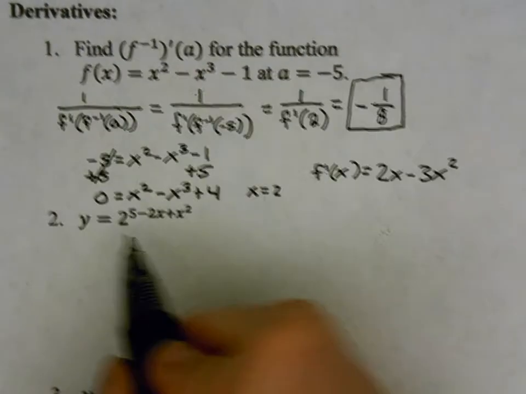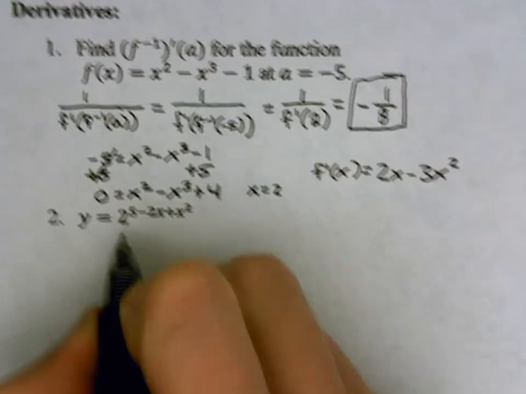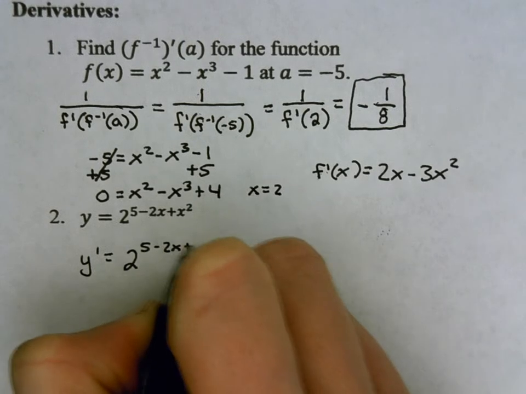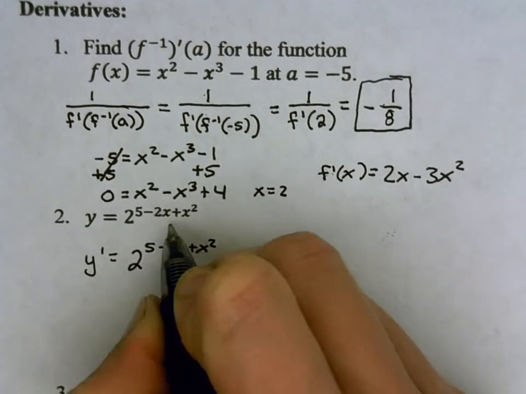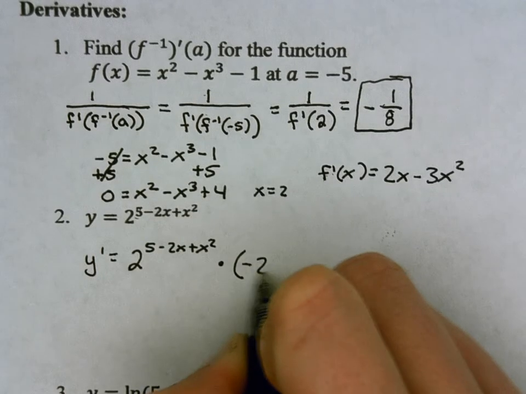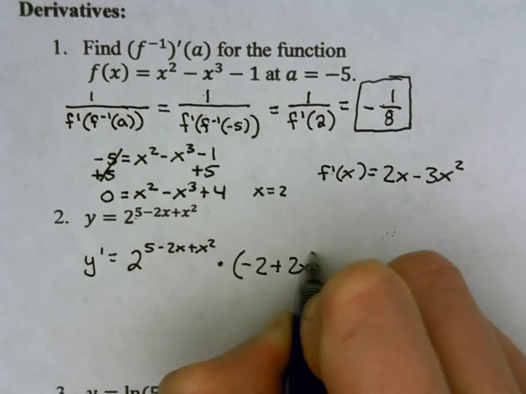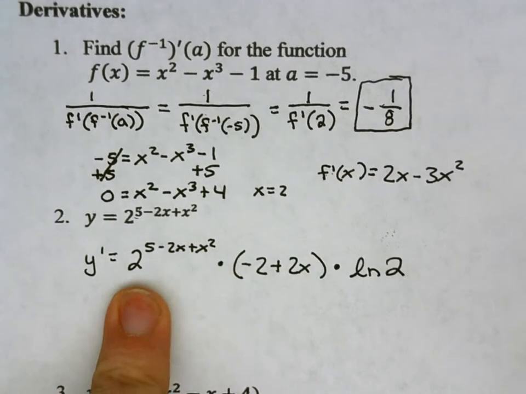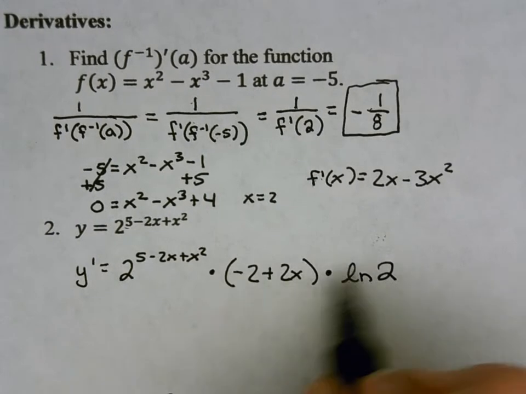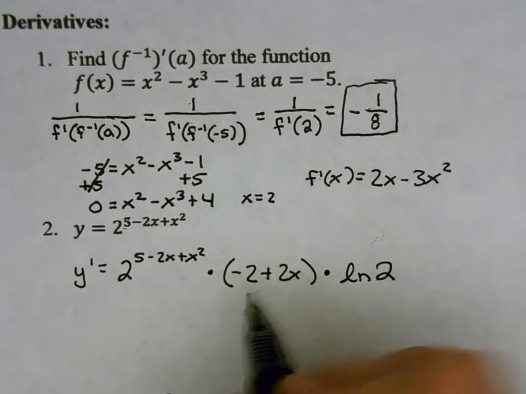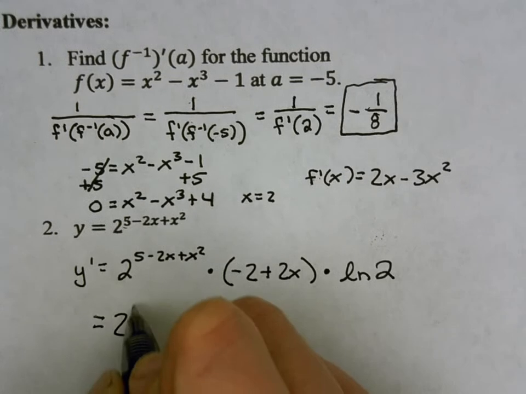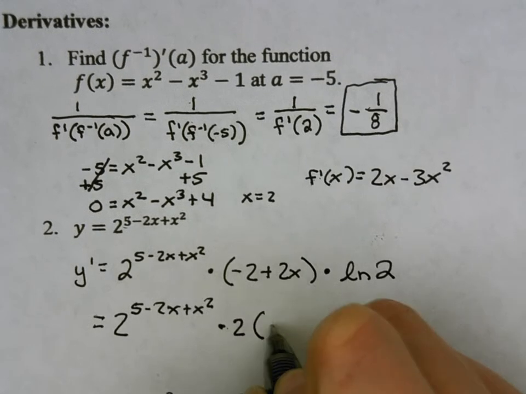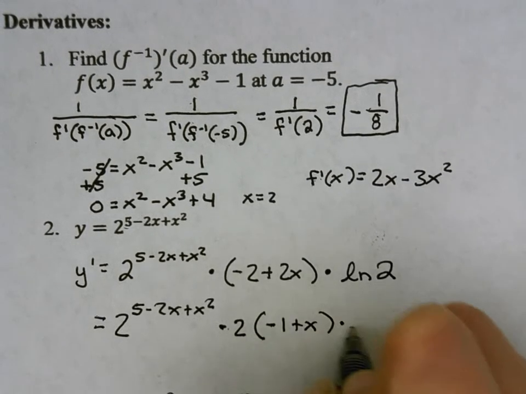Okay, number 2, we're looking at a function a to the u, and the derivative of a to the u is a to the u times u prime. So the derivative of 5 is 0, the derivative of negative 2x is negative 2, and the derivative of x squared is 2x, times the natural log of a, and in this case a is that 2. We can technically do a couple of things here to help with the simplification. We could factor the 2 out, for example: 2 to the 5 minus 2x plus x squared, times 2 times negative 1 plus x, times natural log of 2.